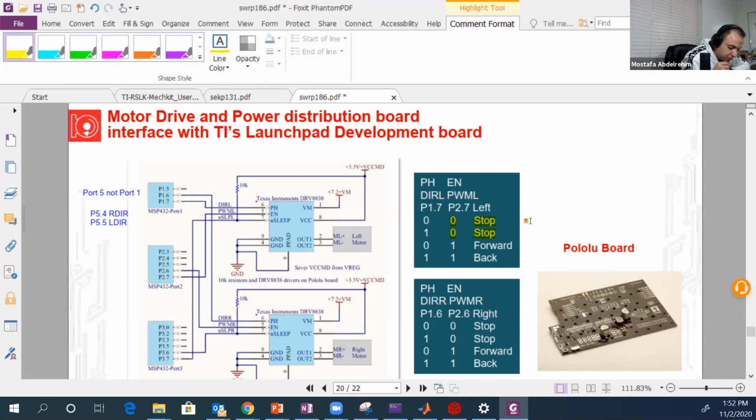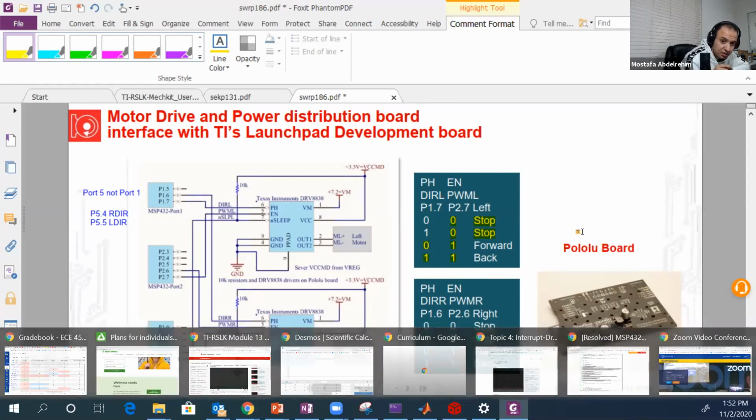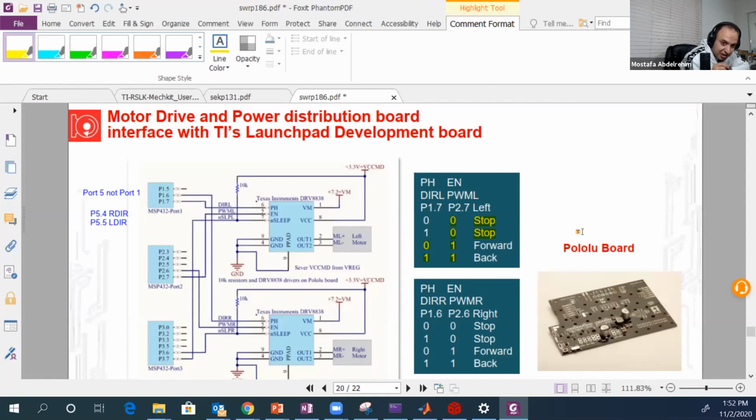Okay, whatever the direction is. But if you have bin 2.7 at 1, now the motor can run forward or backward. This will be determined from bin 5.5, not 1.7. So if there is 0, it will move forward. If it's 1, it will move backward. Okay, and the same for the right motor. This is the most important slide for our lab.